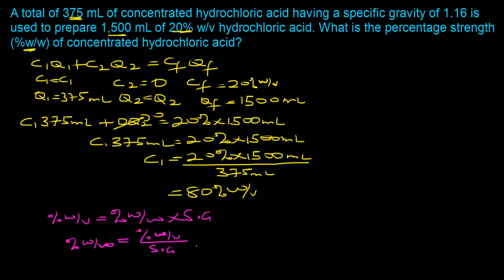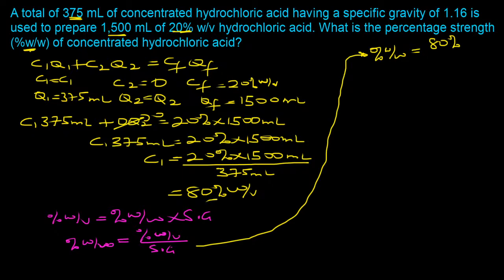So what we can do now is put all our information into this equation. So the percentage weight by weight is equal to the 80%, which is what we calculated here, divided by the specific gravity, which is 1.16. Now, if you do the math here, that gives us 68.97%.